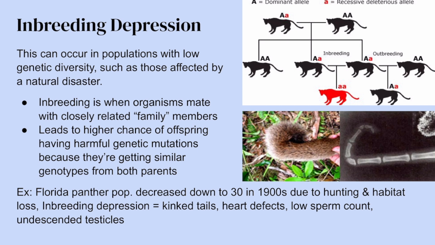One of the bad genes that was passed throughout this family is a gene for a kinked tail. That's what this X-ray and image are showing. Along with that came things like heart defects, low sperm count, and undescended testicles. So not only are these Florida panthers having to inbreed with one another, they're also having a lot of trouble even getting a baby to come out of that.